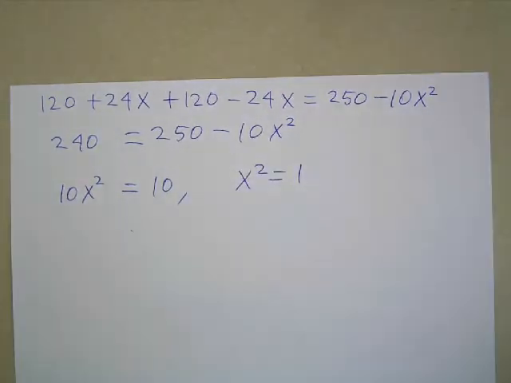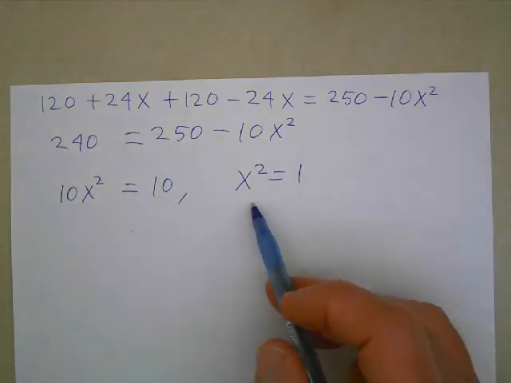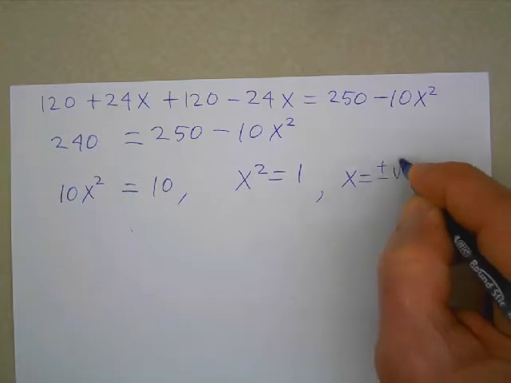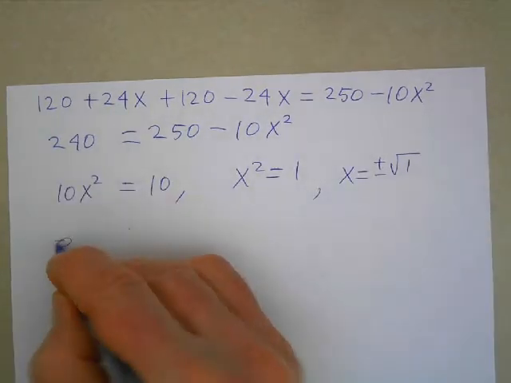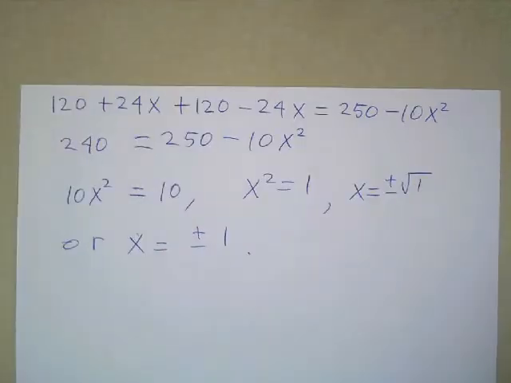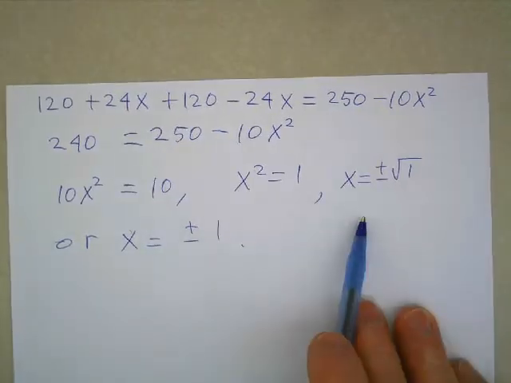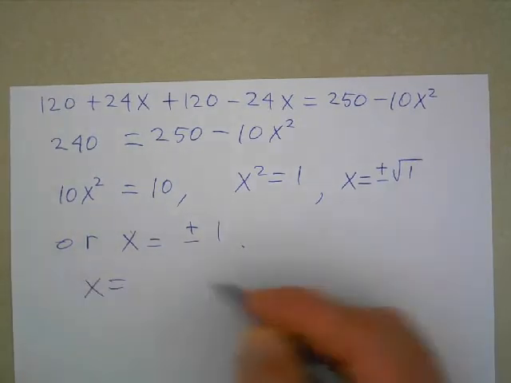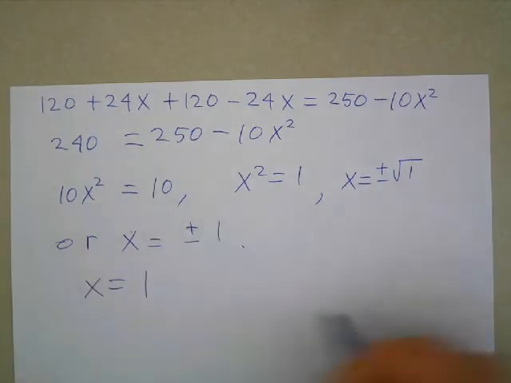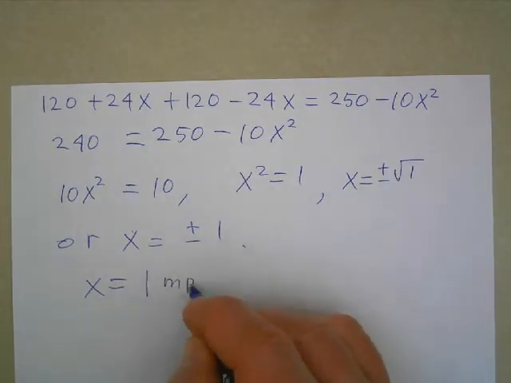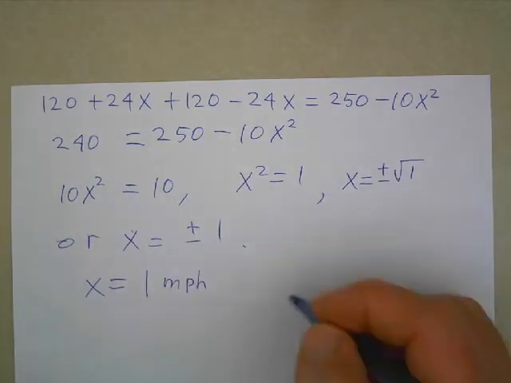And then we'll use the square root property. If x squared equals 1, then x equals positive and negative square root of 1, or x equals positive and negative 1. But in the context of the problem, x equals positive 1 is the only solution that makes sense, and x represents the speed of the current in miles per hour. So the speed of the current is 1 mile per hour.